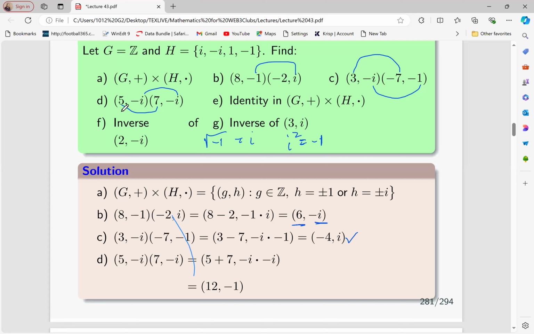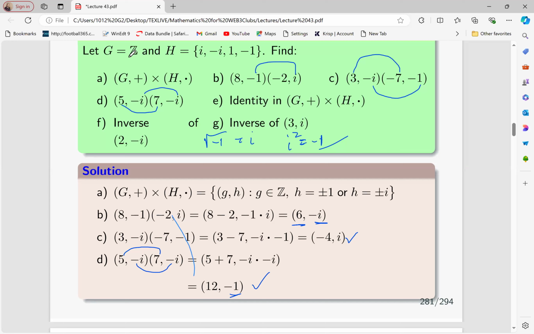I wanted to do part D. This is from an additive group, 5 and 7, that will give us 12. And negative times negative will be positive, but i times i is -1. i times i is -1. That's why you get that.